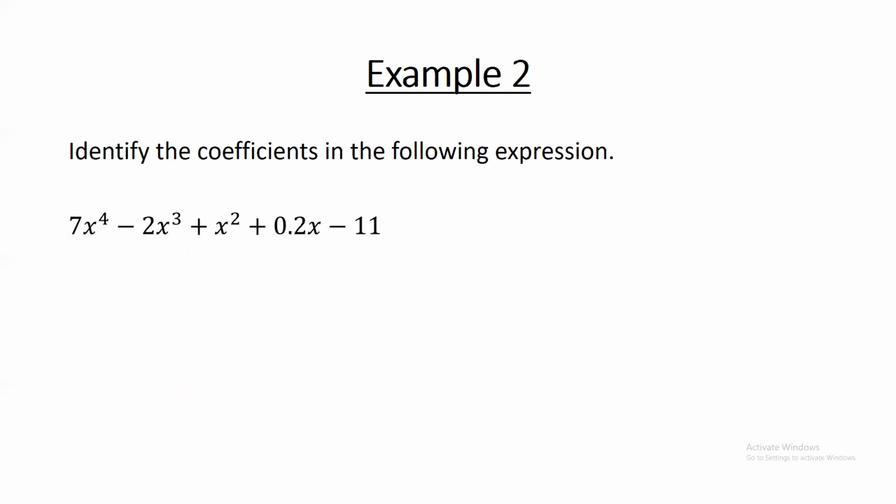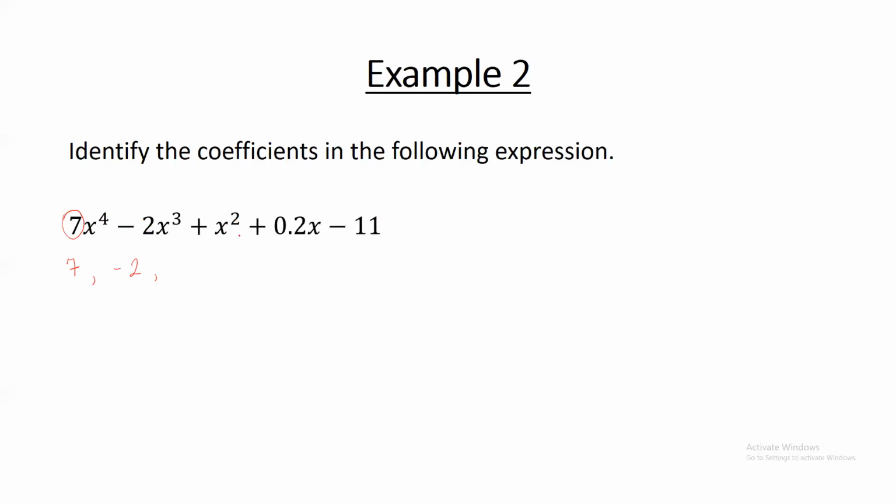And let's see. So in the first term, our coefficient is 7 because that's what's multiplying the variable part, the x to the 4th. Notice the 4 is not a coefficient because the 4 isn't multiplying the variable part. It just indicates that the x should be raised to that power. So our first coefficient is 7. Our next coefficient is -2. Notice that the sign gets attached to the coefficient.